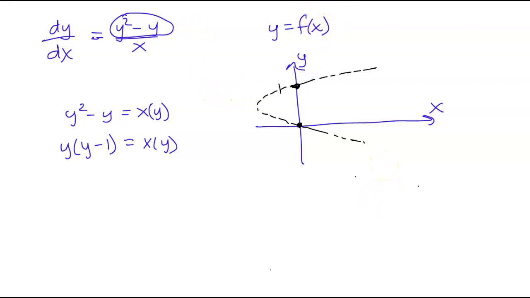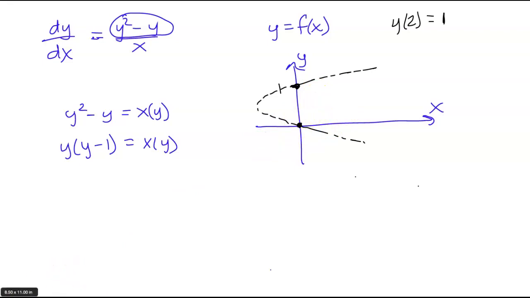So to do that, I have to choose what half of this parabola I want. Do I want the upper half or the lower half? Now, it turns out that our initial condition actually helps us figure out which one we're supposed to choose. Recall that our initial condition for this problem was y of 2 is equal to 1, meaning when x is 2, y is equal to 1.